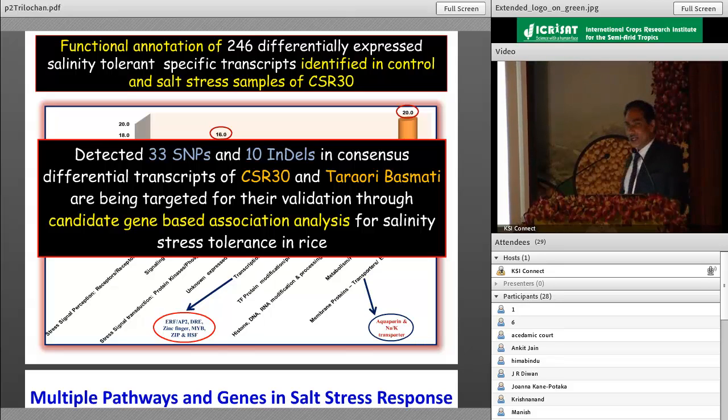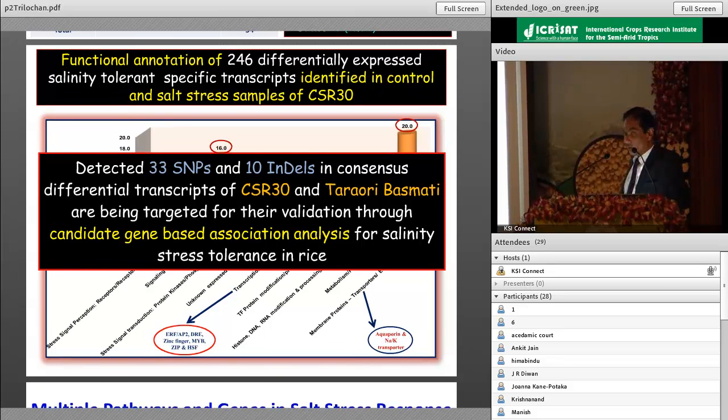We also compared our sequence information, as we did sequencing of these two. I'll present this data after this slide. And we did find single nucleotide polymorphisms and insertion deletions in many of these differentially expressing genes, which we thought of utilizing subsequently in our genetic association studies, genome-wide association studies.